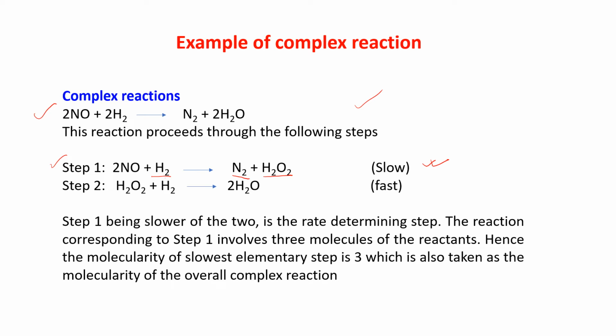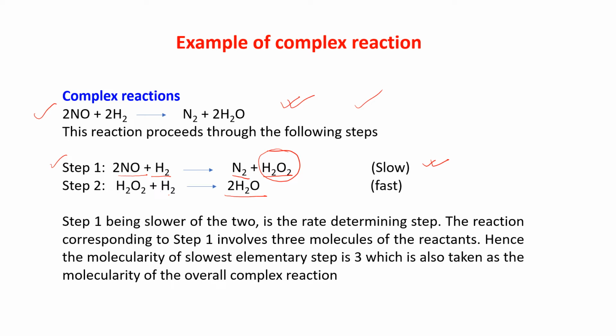Now, step 2: the H2O2 that we got here again reacts with another molecule of H2. It gives 2H2O. Altogether, I am getting 2NO plus 2H2 on the left hand side, that is 2NO, plus H2 plus H2, this is 2H2. You can add the two reactions and you will get the overall reaction.